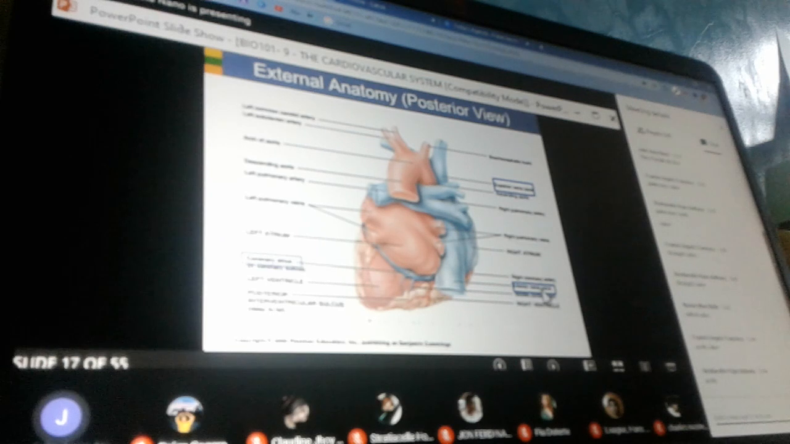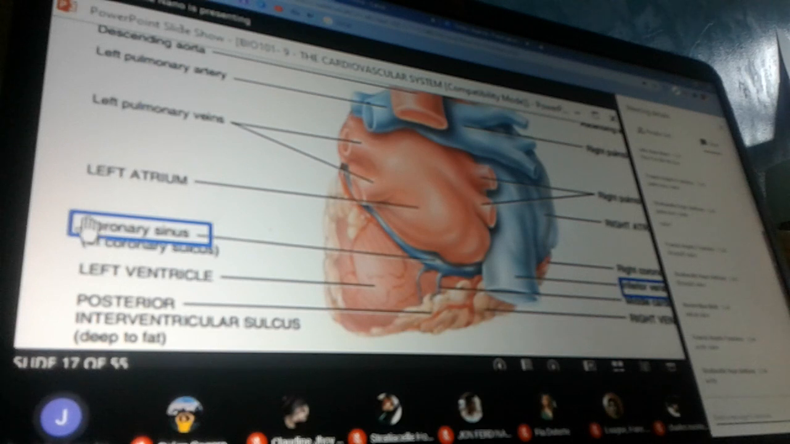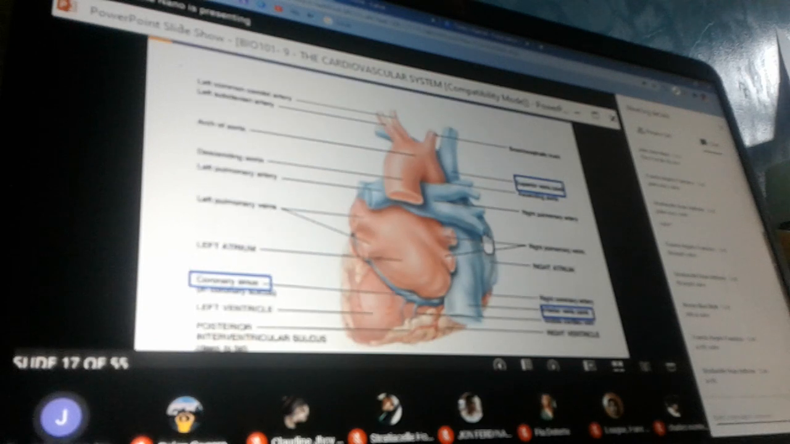Ito yun siya again. So we have the superior vena cava as well as the inferior vena cava na nagke-carry ng blood papunta sa ating right atrium, class. So naka-posterior view ito, so meaning nasa likod. Ito yung pinili ko na picture kasi meron pa tayong coronary sinus, class. Coronary sinus, which is located sa ating coronary sulcus, okay? So, bale, tatlo yung veins na nagdadala ng blood papunta sa ating right atrium.